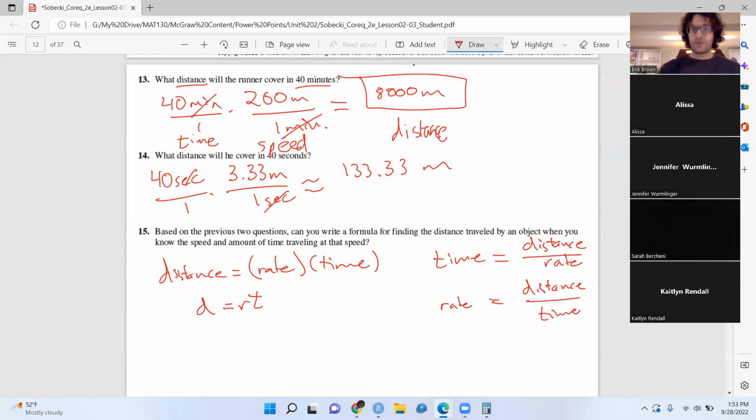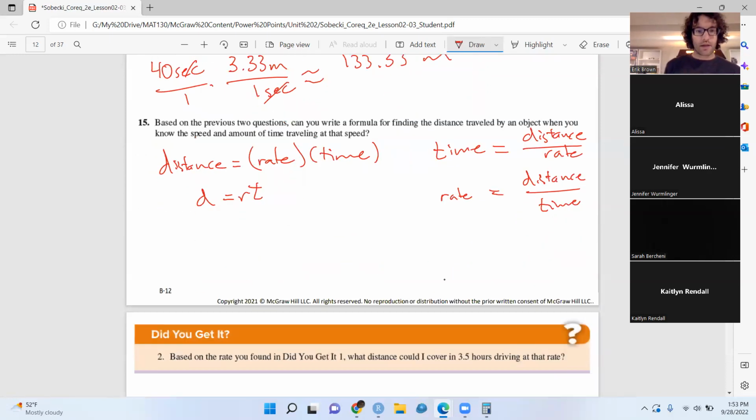So if I did it symbolically, with letters, we'd say time equals distance divided by rate, and rate equals distance divided by time. We can use dimensional analysis to show why all of those things work if we wanted to.